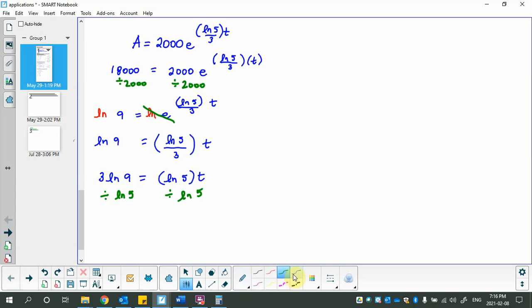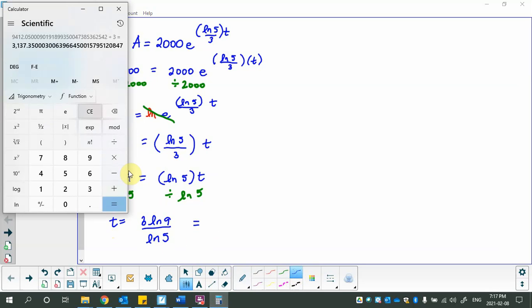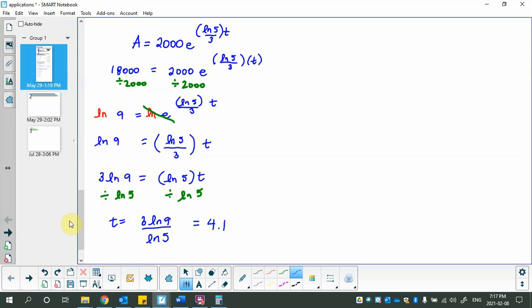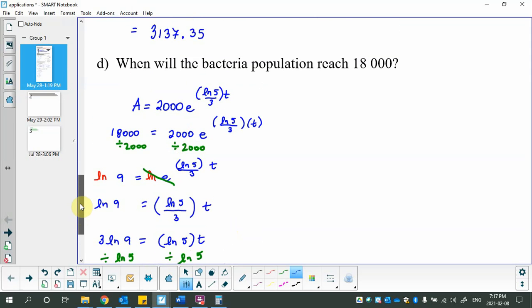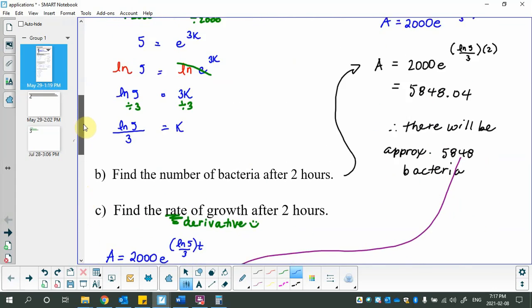All right. So the t value will be whatever 3 ln 9 divided by ln 5 is. So I wrote it there. I'm going to do the bad math double equal sign, so you can see what it is that I'm punching into the calculator. So I'm going to do the ln of 9 first, then I'm going to times it by 3, and then I'm going to divide it by the ln of 5, and I get 4.095. So I'm going to say 4.1. And what is this unit for time? Hours, like everything else.